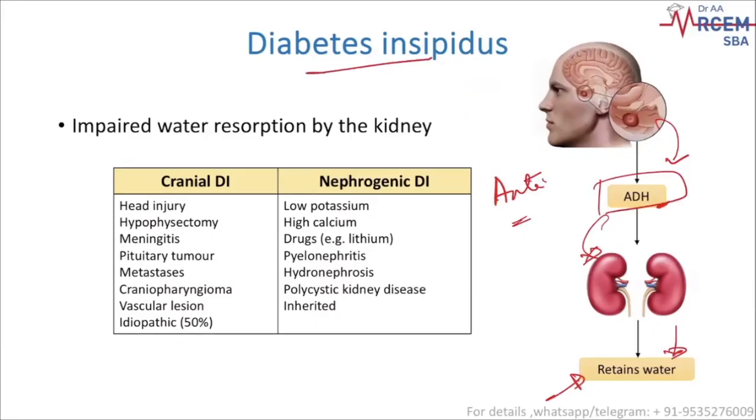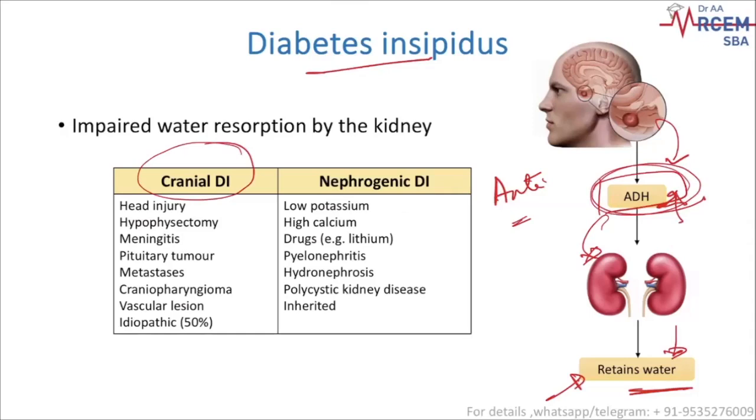In diabetes insipidus, what happens? This retention of water is lost for two reasons. It might be decreased production of ADH hormone, known as cranial diabetes insipidus, or this ADH hormone is secreted in the normal amounts itself.